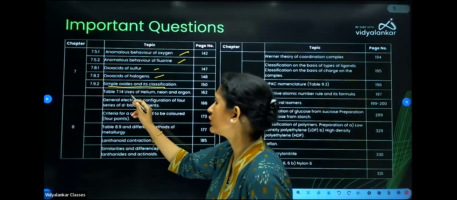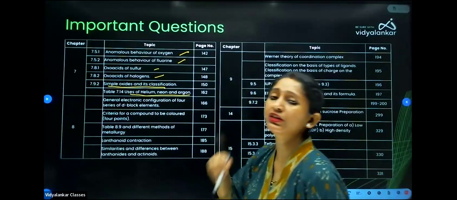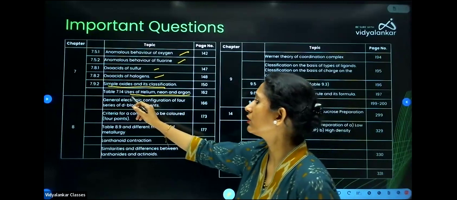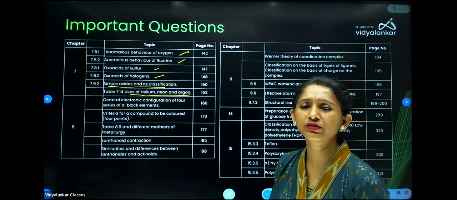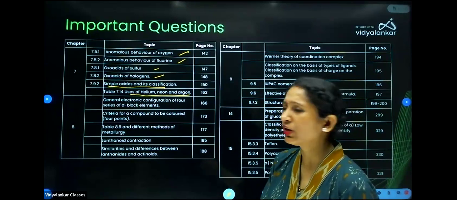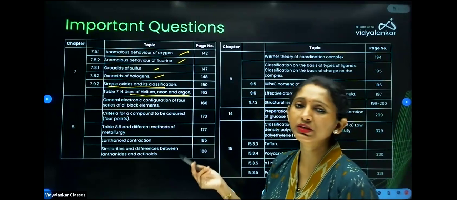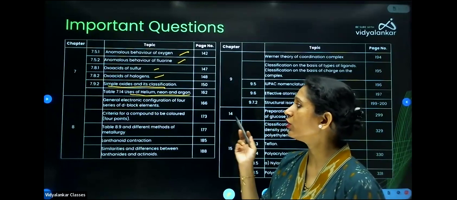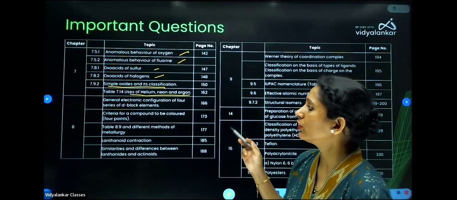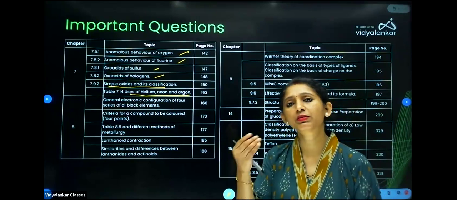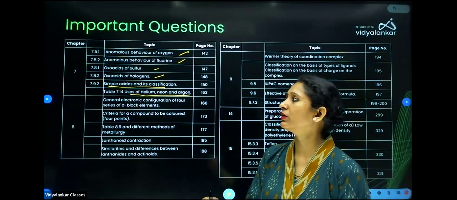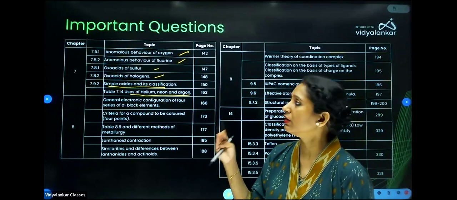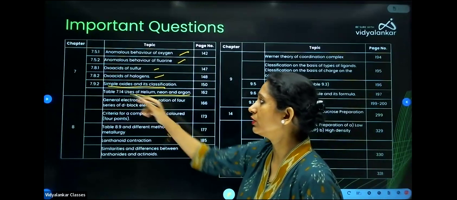Then a 1 mark question generally comes in the board's paper, that is the uses of helium, neon or argon in any of the sections. Not in section A, but you may find it in section B, C, D, to write uses of helium, neon and argon. So if you find the chapter very difficult, as it is more theoretical and comes in inorganic, then at least do not keep doing with this.